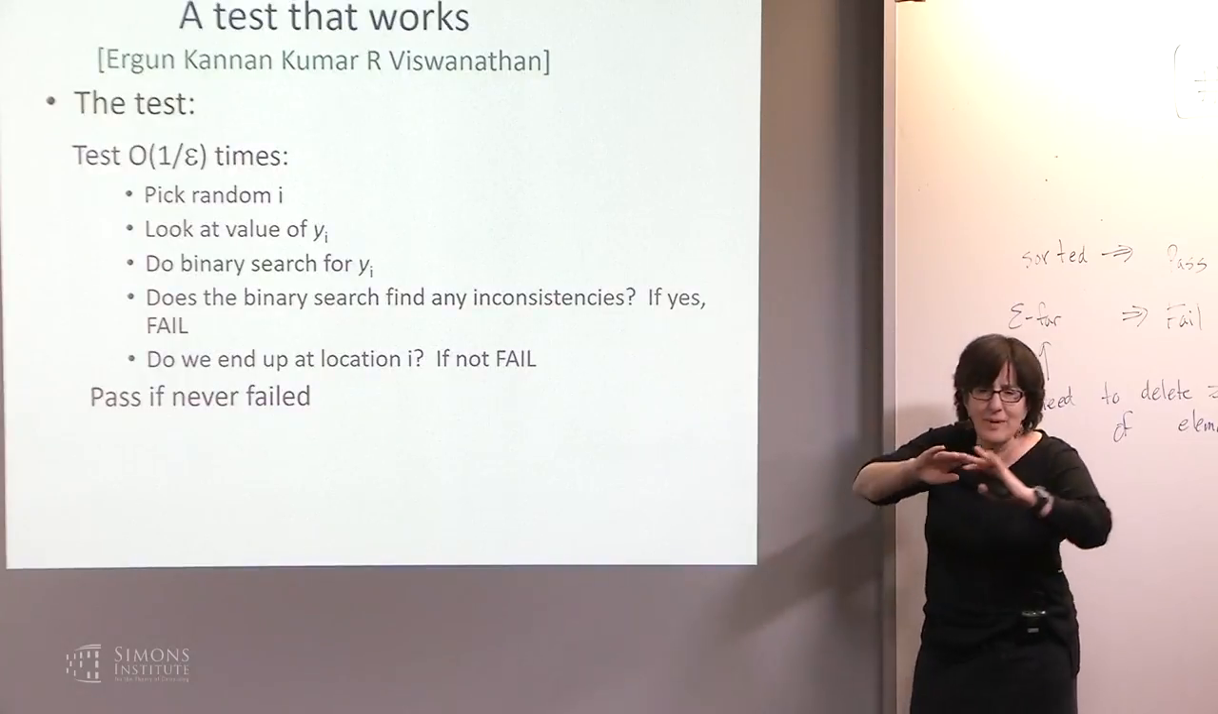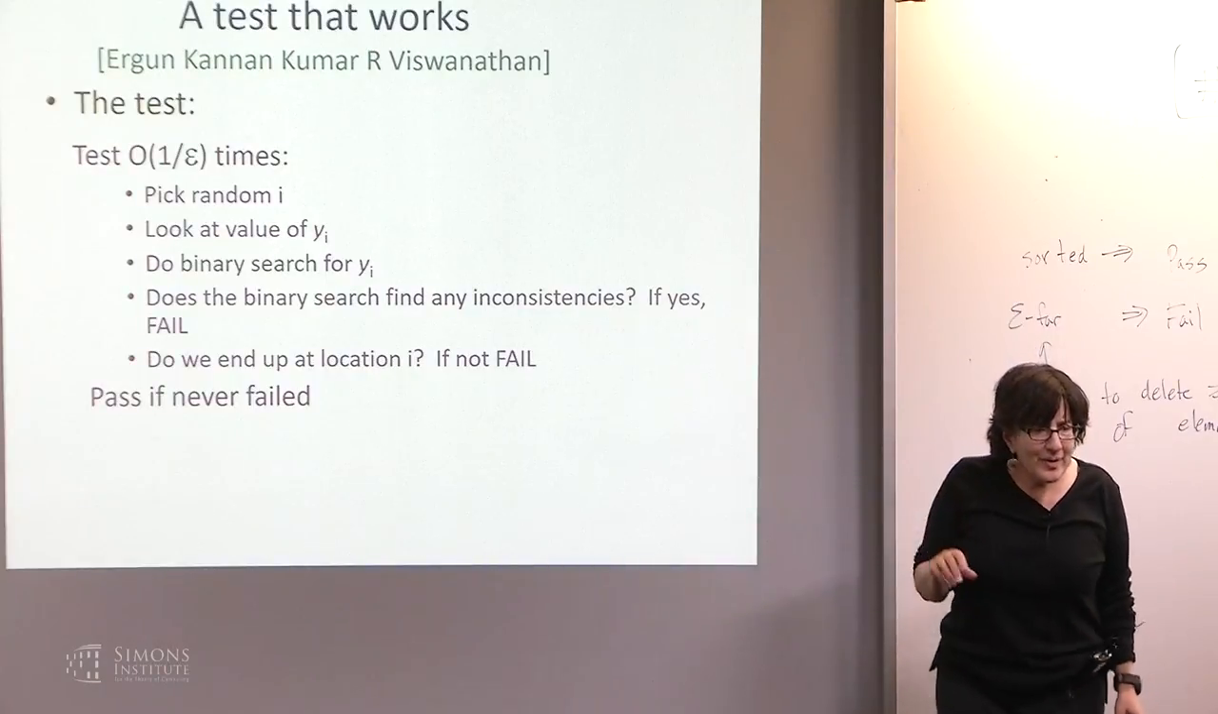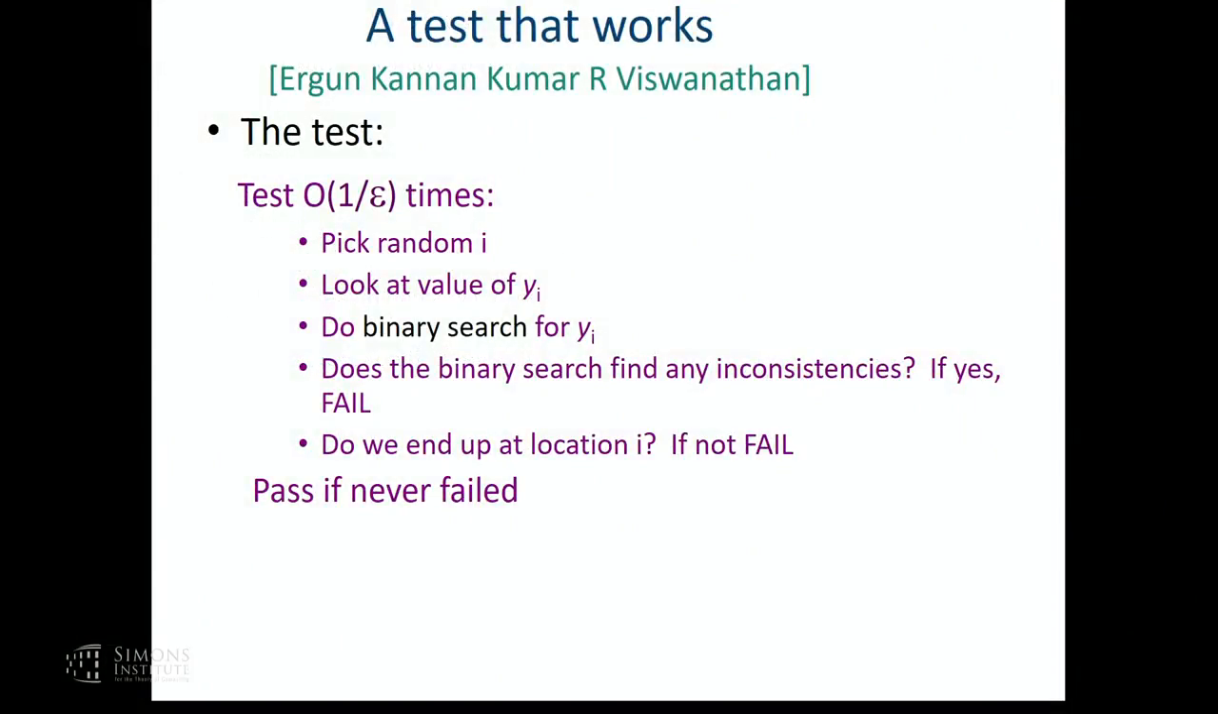All right, so let's assume everybody's distinct. And here's the test. We're going to do the following thing 1 over epsilon many times. We're going to pick a random i. We're going to look at the value of y sub i. It's just a number. You look at the ith location, and you see a number like 1001. Now, forget where you found it. It's the number 1001. That's what you keep in your head. Now do binary search on this list that's supposed to be sorted for 1001. You better end up where you started. Assuming that this list really was distinct, you're supposed to end up where you started, right? Yes, if it was sorted.